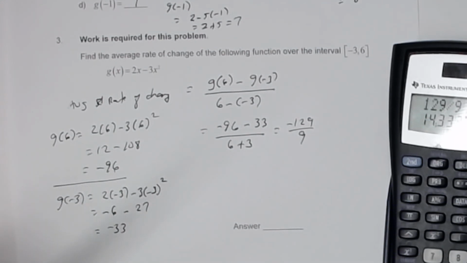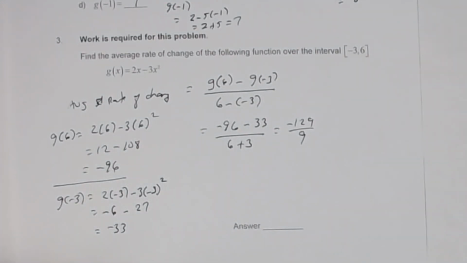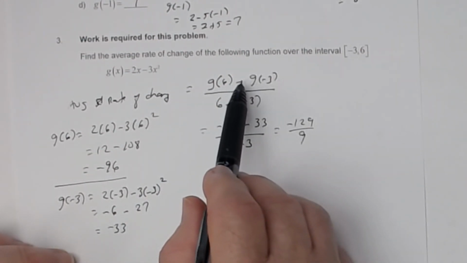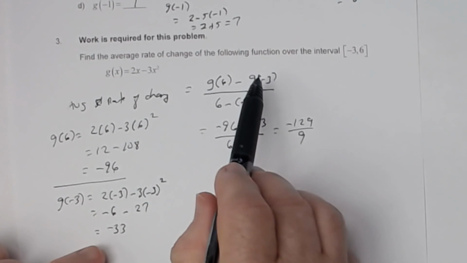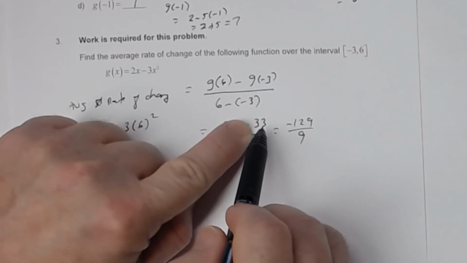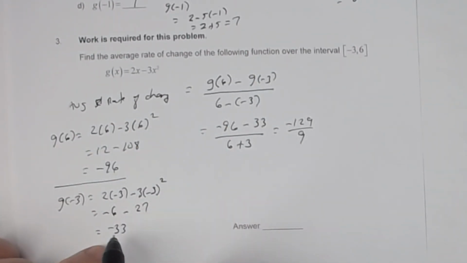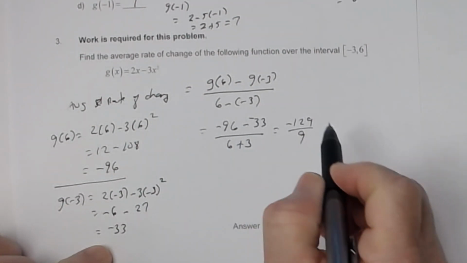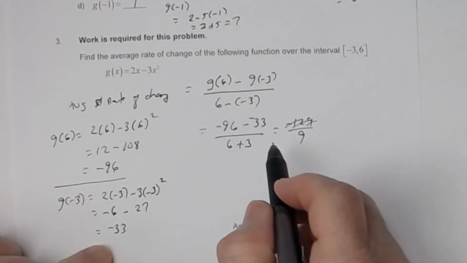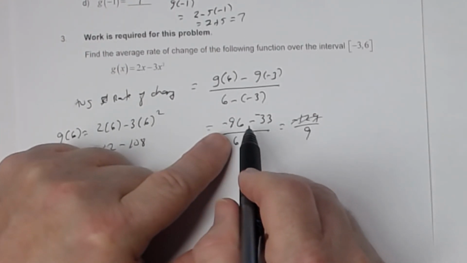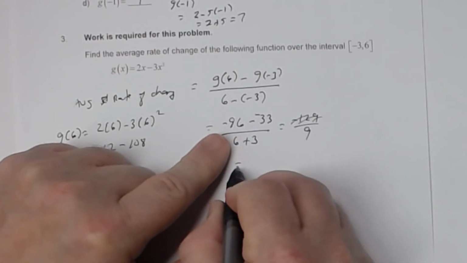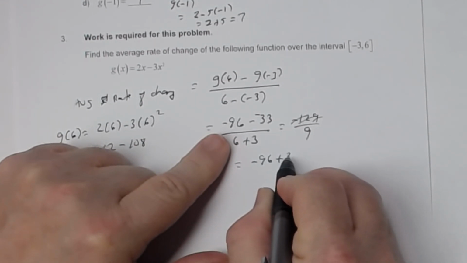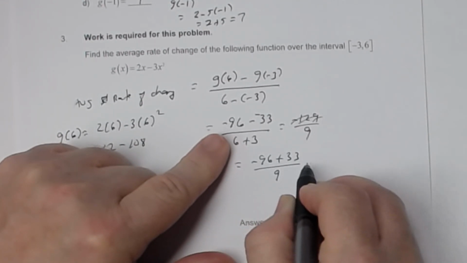Let's see. All right, so I figured out where my error is. So all of this is correct, but remember you can easily make a mistake, right? Because this says subtract, but remember g of negative 3 is not 33. What's g of negative 3? G of negative 3 is a negative 33, so I have to be careful, right? Okay, so let's go ahead and do this over. So this becomes negative 96 subtract a negative 33 means negative 96 plus 33 divided by 9.